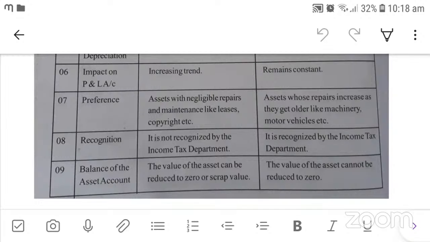Next, balance of the asset account. The value of the asset can be reduced to zero or scrap value. In the straight line method, the asset value may become zero. In the written down value method, the asset value cannot be reduced to zero.